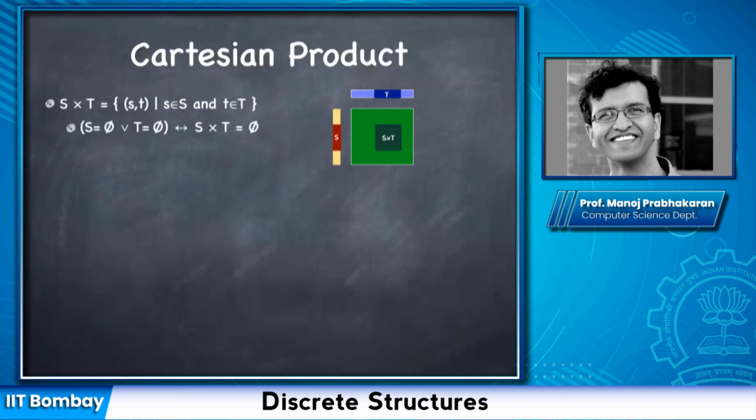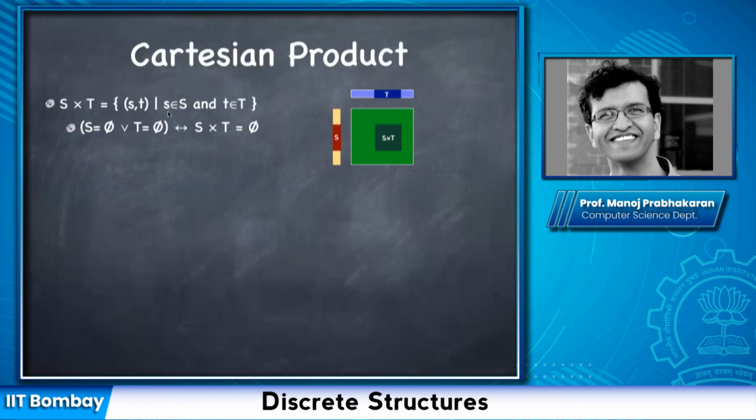Okay. A special case of interest is, when does a cross product become empty? S cross T is empty if and only if at least one of S and T is empty. So clearly, if one of S and T is empty, there is nothing here, right? Because the set consists of elements where the first one has to come from S and the second one has to come from T. So if S is empty, there are no such elements. Similarly, if T is empty, there are no such elements.